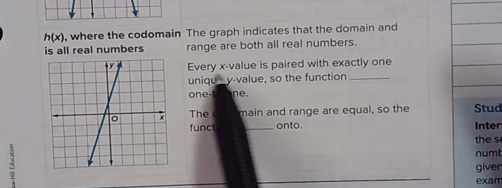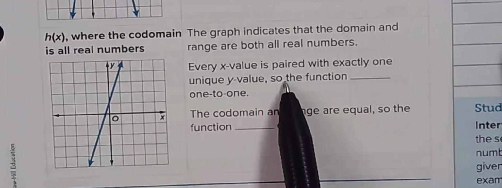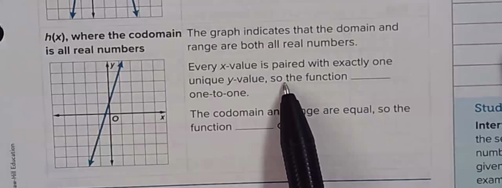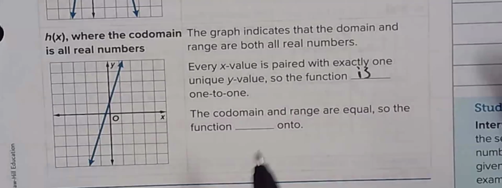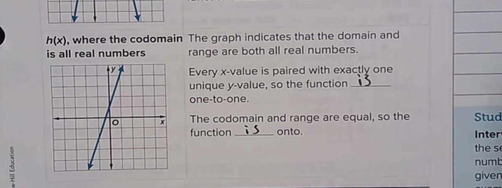Every x value is paired with exactly one unique y value. So the function is or is not one-to-one? Is, good, all right. The codomain and the range are equal. So the function is onto. All right. So yes, yes, for one-to-one and onto for that one.